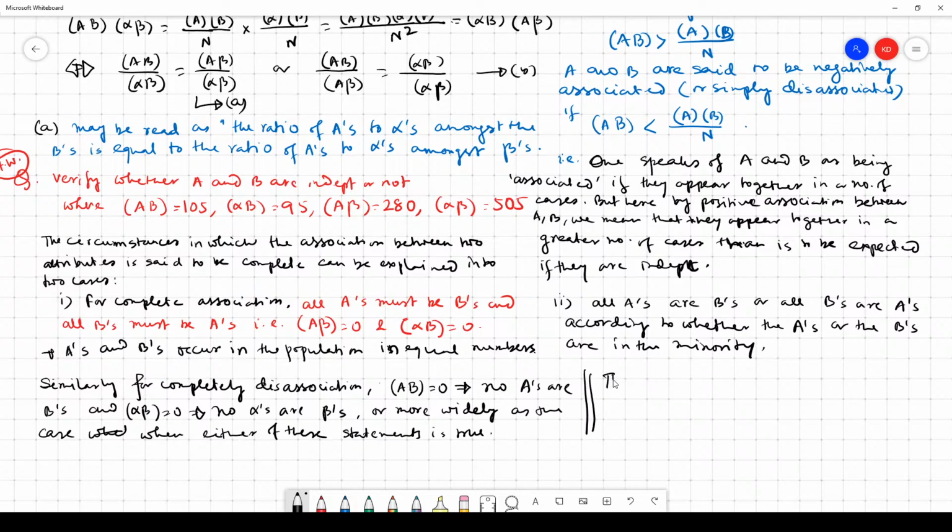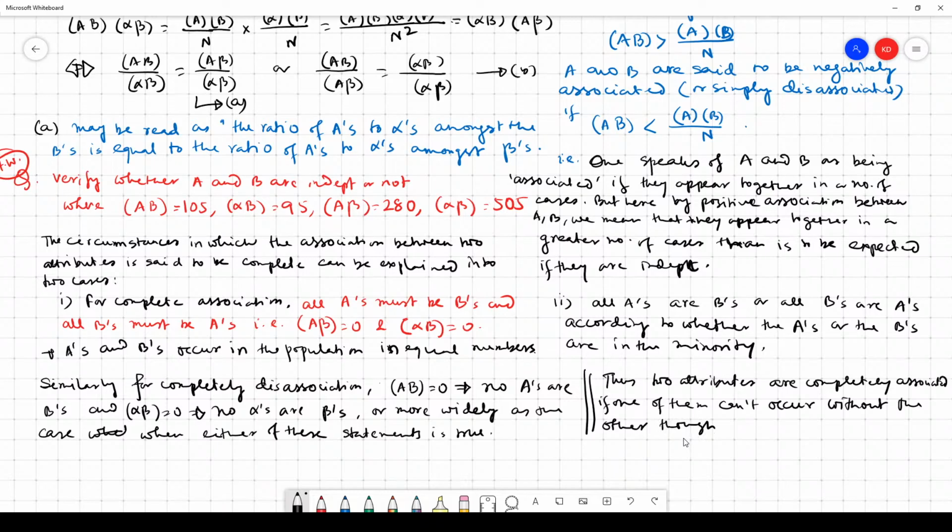Thus, two attributes are completely associated if one of them cannot occur without the other, though the other may occur without one.